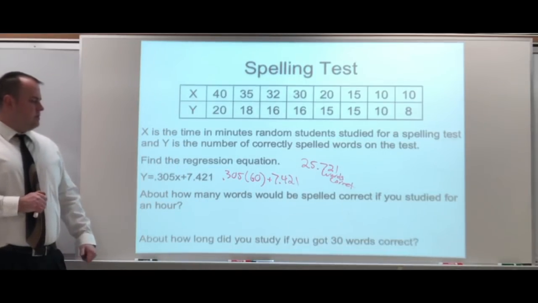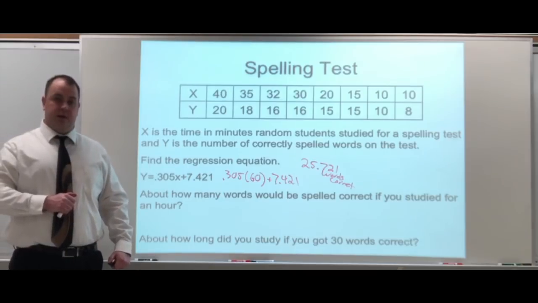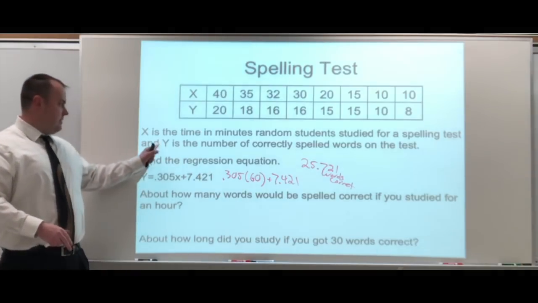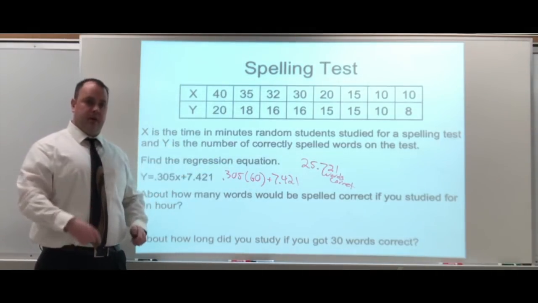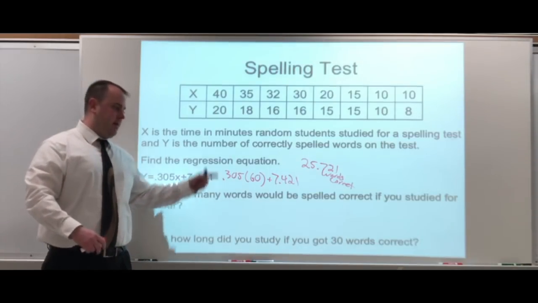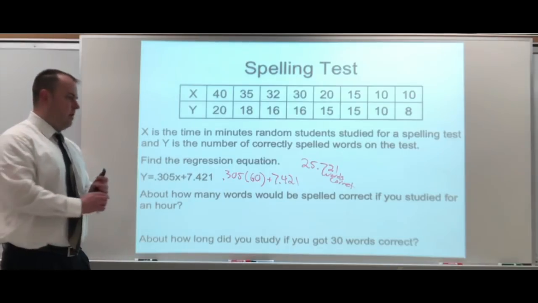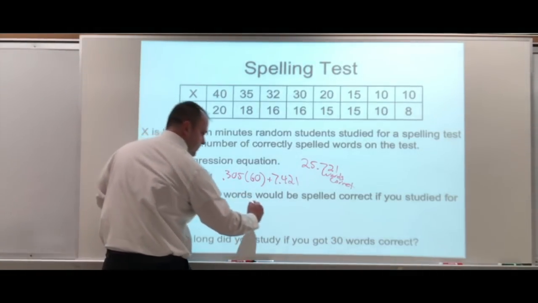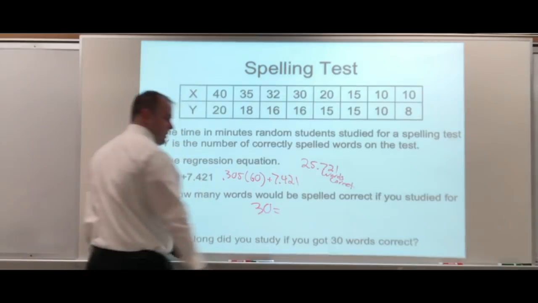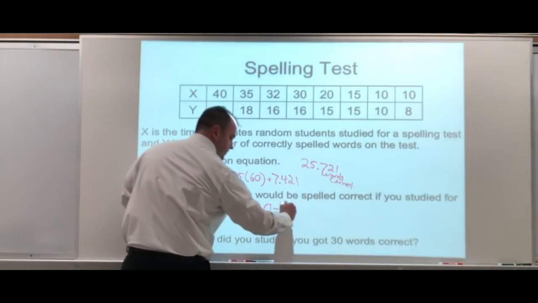About how long did you study if you got 30 words correct? Now, 30 words correct, that's the Y variable. So now we're plugging in for a different variable. Take your time to think about what they're asking for and which variable they're giving you information about. The 30 words is the Y, so I'm plugging that in for that Y variable.